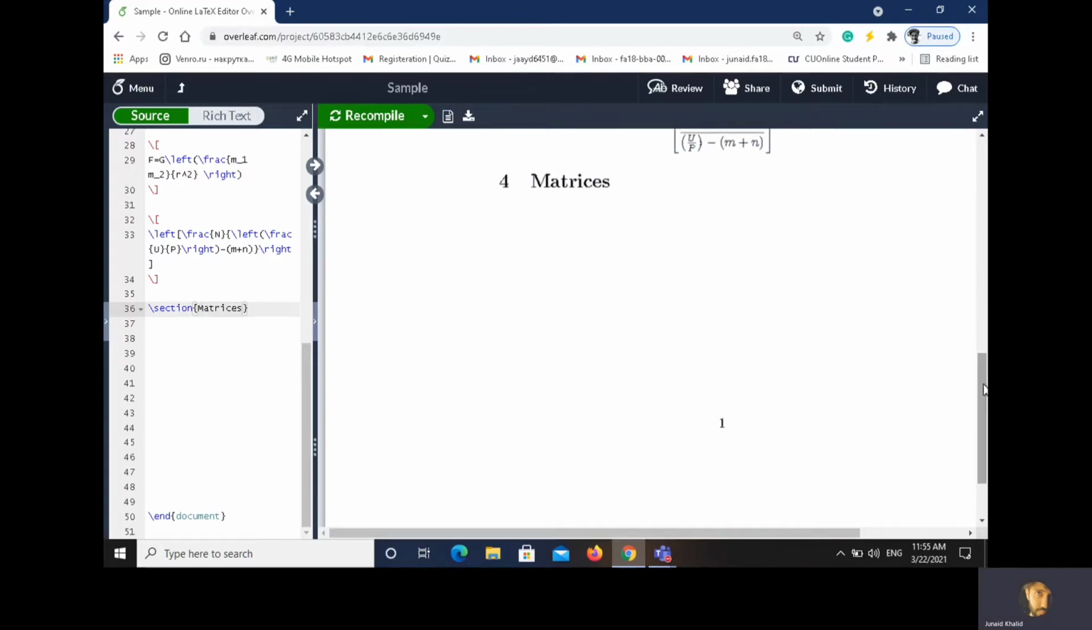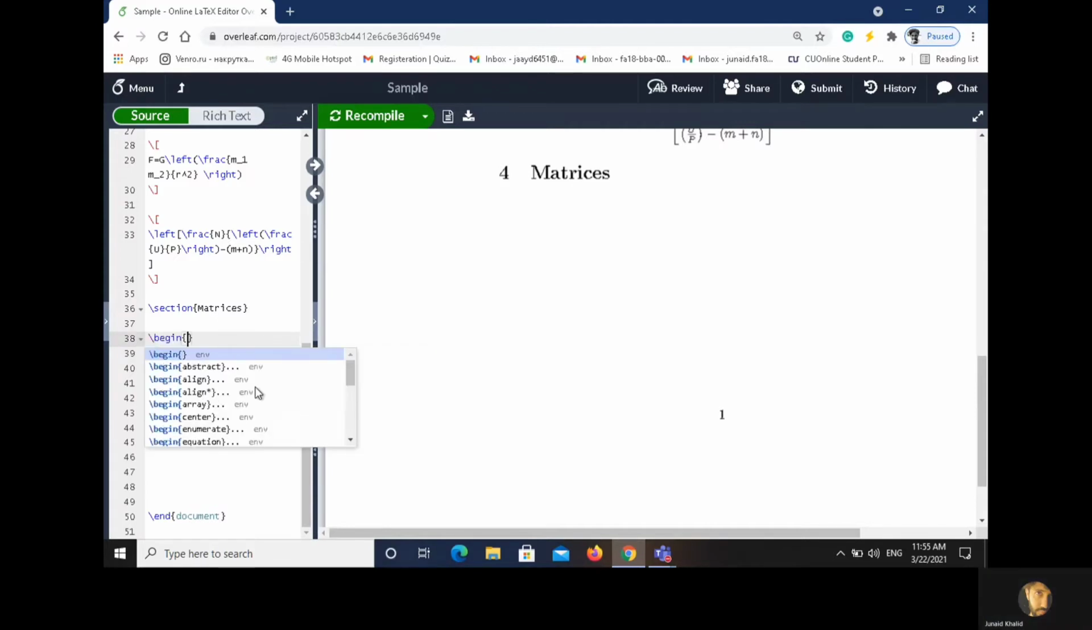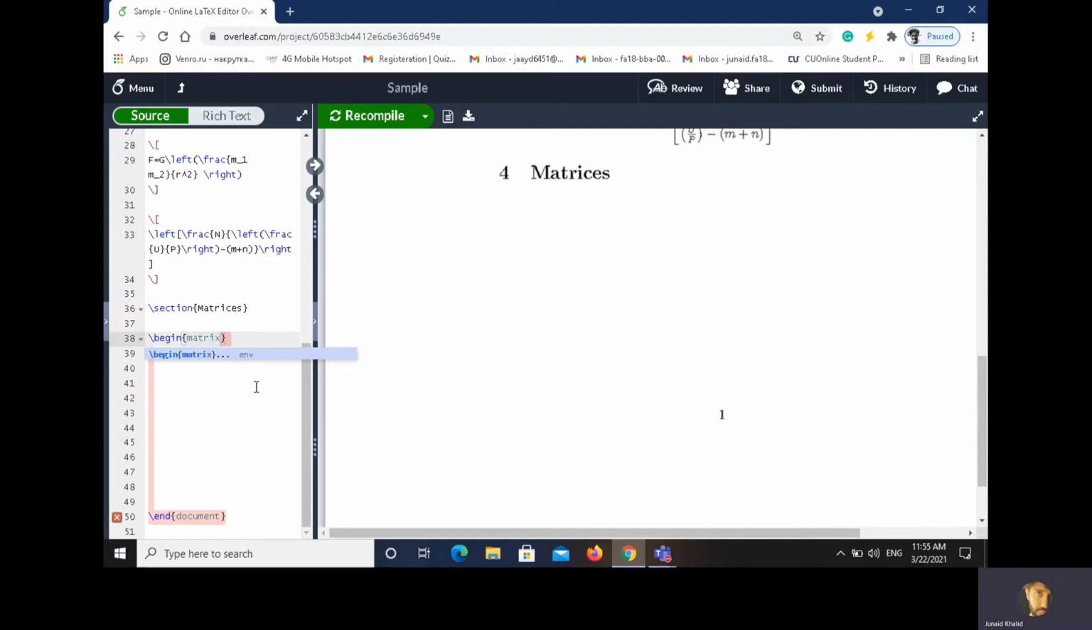Now first we are going to write a plain matrix. For that we have to use begin matrix and let's write 1 and 2 and 3. Double oblique means next line, 3 and 4 and 5 and end matrix. So let's compile.